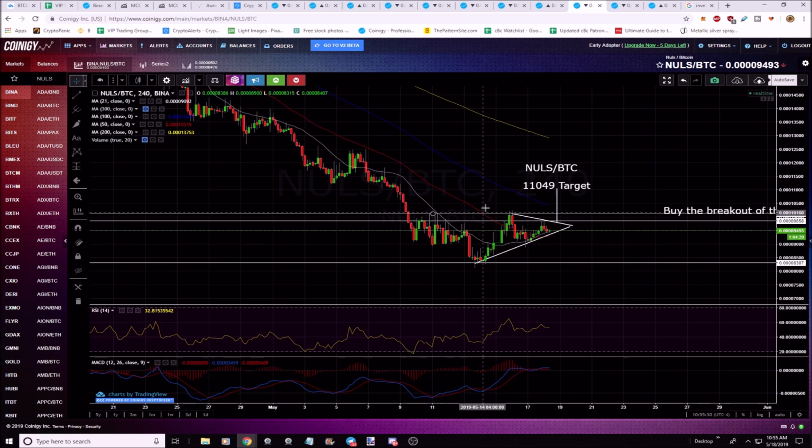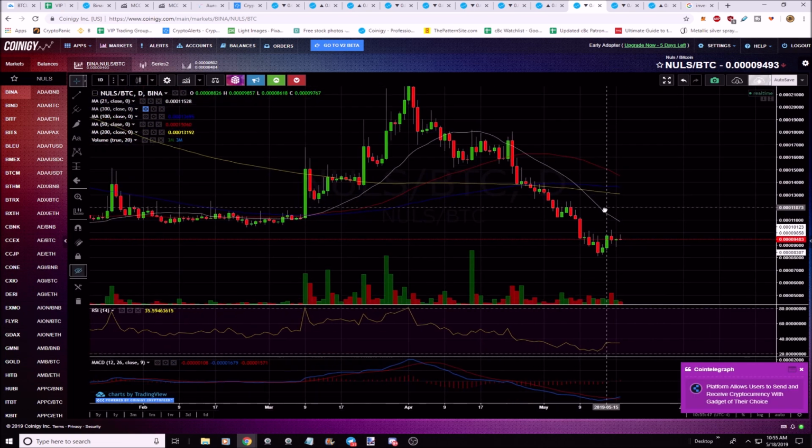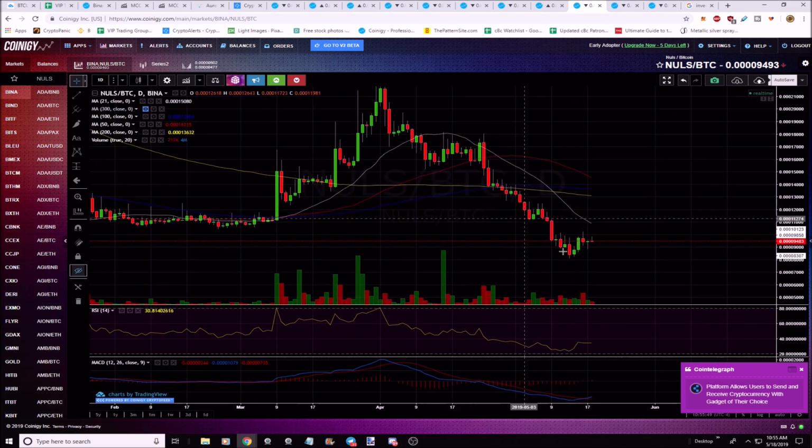Nulls, BTC, triangle, waiting for a breakout, buy the breakout, so you're waiting for this volume to come in. If we go to the daily chart, well, look at it, same thing. Like clockwork, I'm telling you, downtrend, V-shape, reversal, upside in the future.